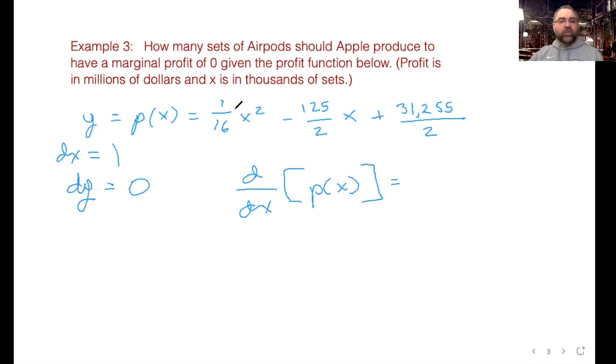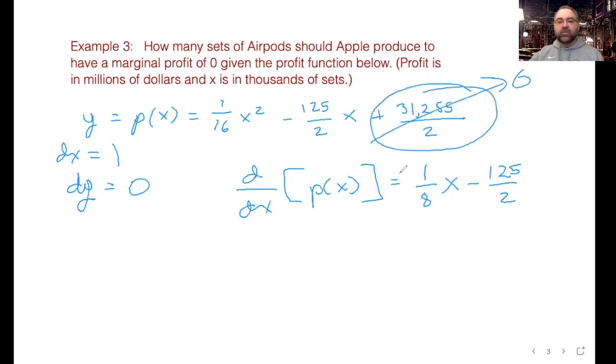Well, 1/16 x squared, bring down the 2, subtract 1 from the power, minus 125 over 2. And then this guy here, this is the constant, right? It derives away. So here we go. Set this guy equal to 0. And you're going to get x over 8 equaling 125 over 2, or 2x equals 125, so times 8.